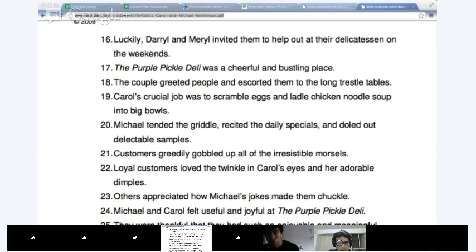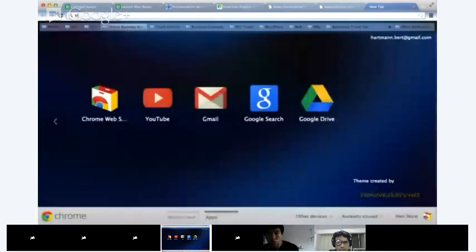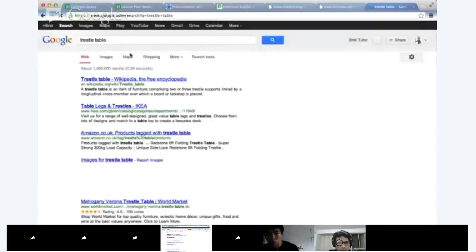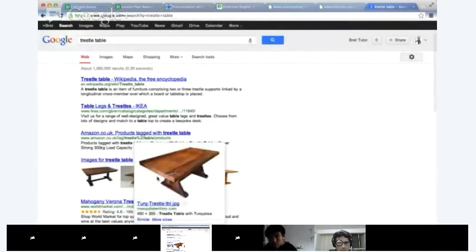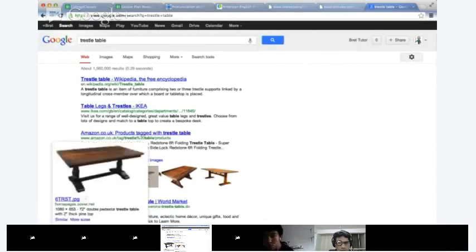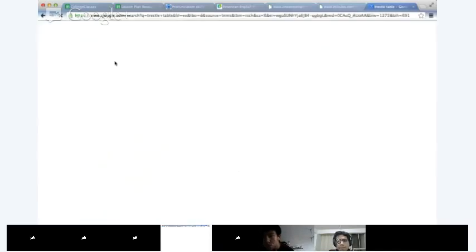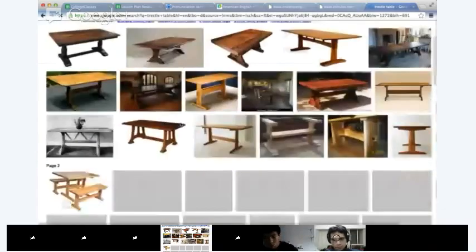Yeah, so trestle tables, I don't know. I would assume that trestle tables are just these type of tables where you have like a bench and then a long, long table. We can just look real quick, though. Okay, let's do this. Okay, so there you go. So there's a trestle table. All right? So it's just going to be a longer table. And I imagine that most of them are just going to have like a long bench next to it as well.